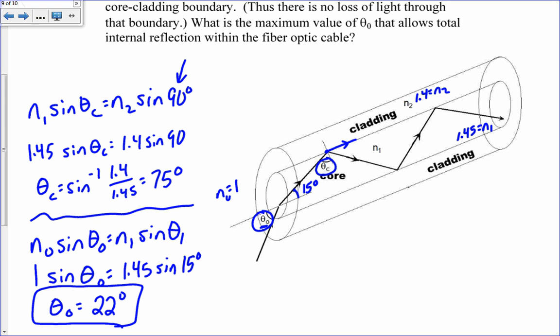If that angle gets bigger, that is, let's say that this is 22, but what if the light comes in at a steeper angle, then it would refract like that, and then it would refract out of the fiber optic cable. So that is the maximum value.